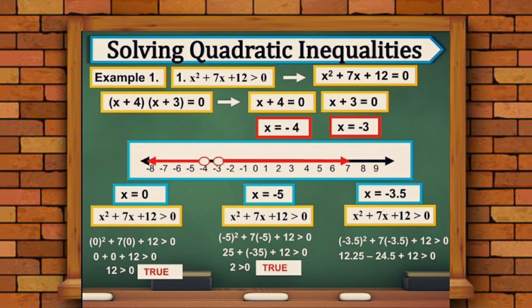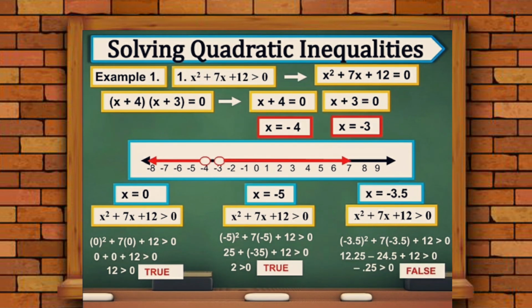Substitute the value of x, then simplify. 12.25 minus 24.5 plus 12 is greater than 0. And we all know that negative 0.25 is not greater than 0. Therefore, this is false because 0 is greater than a negative number. So it means our middle side is not part of this.